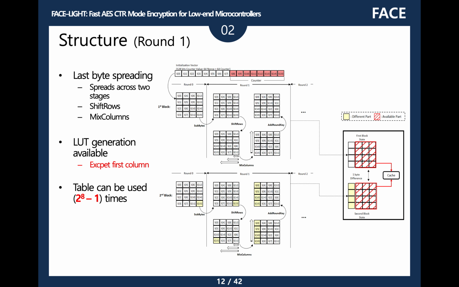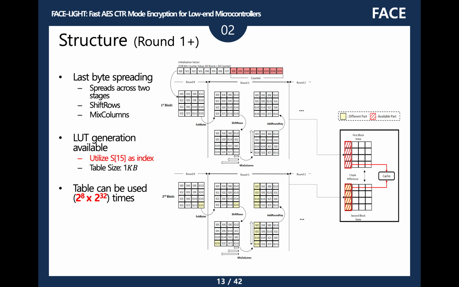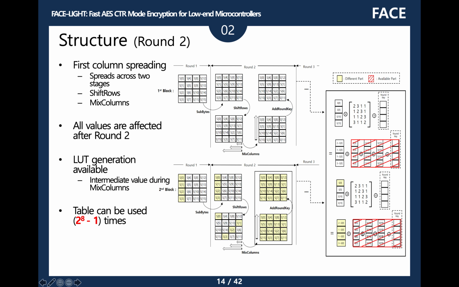In round 1, the same technique can be applied as in round 0, since except for the first column, which gets affected by the counter value, the rest of the values can be reused here. So again, we can create the lookup table like we did in round 0. This method of utilizing a lookup table can be used until round 2's shift rows, with which the software can be optimized while using a 5 kilobyte lookup table.